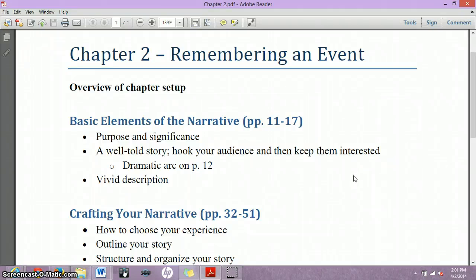This week you'll be reading chapter 2, which is all about how to identify and then create a narrative essay. So, before I get started in going over and reviewing the material covered in the chapter, I wanted to briefly explain to you how this textbook is set up.